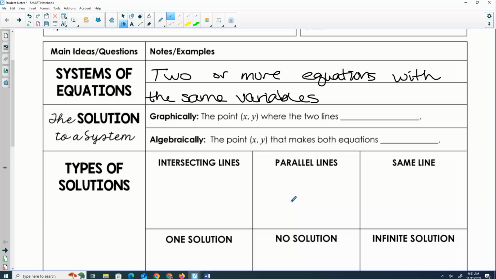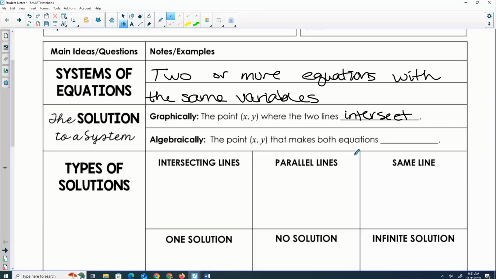The solution is looking at a graph, the point where the two lines intersect or cross. So that's how we're going to solve them today. That means you have to be very good on your graph. You have to draw straight lines, because if your line is off even a little bit, it won't show you the correct point where they meet.